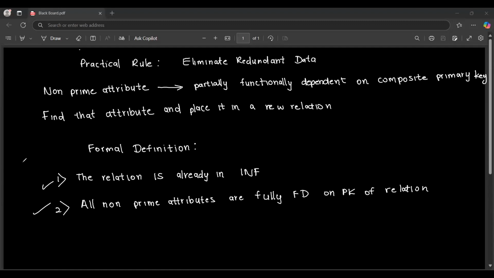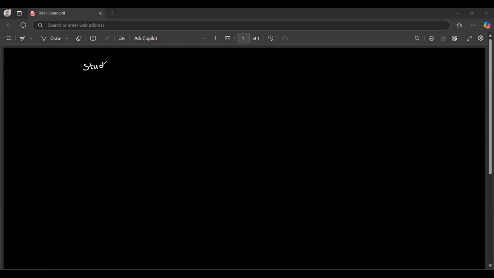Alright. So let's get back to that example I was talking about. Student relation: stud ID, course ID, stud name, and finally grade. These two were together the primary key. So I will break this down.